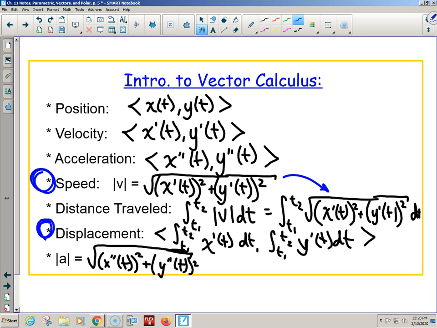Displacement, okay. Distance traveled is one single integral. Total distance traveled, one single integral. Displacement, I have a horizontal displacement and a vertical displacement. That one's going to be a little weird. And, well, okay, the absolute value of velocity was weird. Absolute value of acceleration is going to be a little weird too. There's this underlying idea of magnitudes that we have to consider.